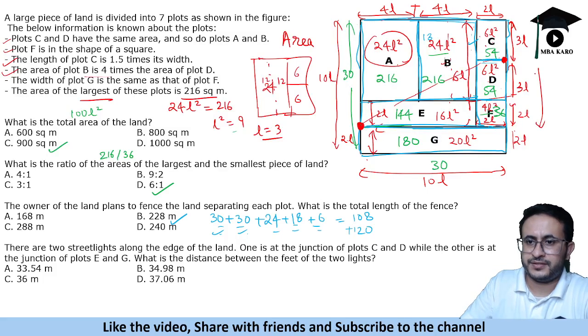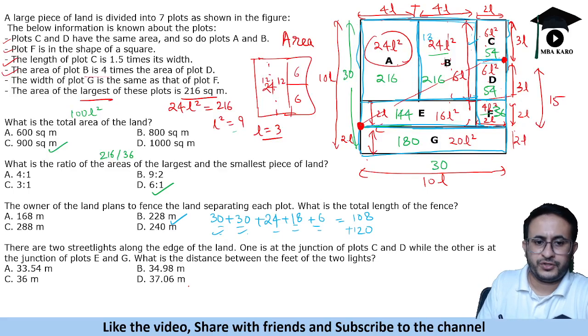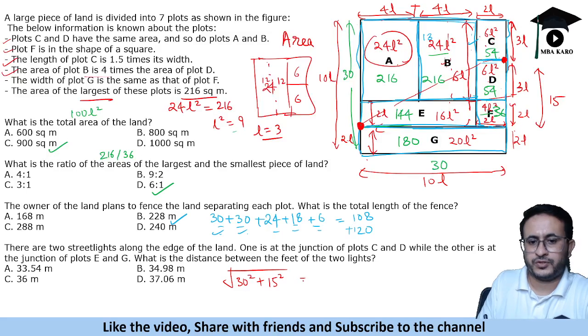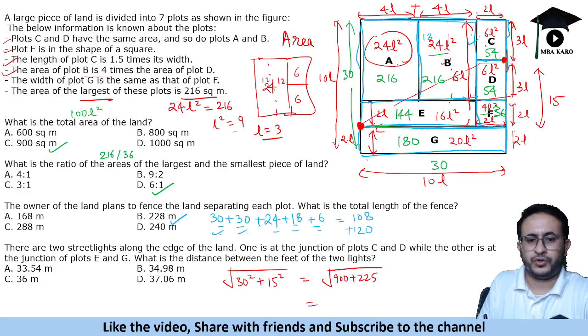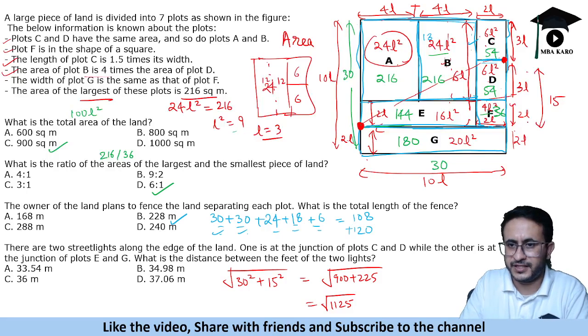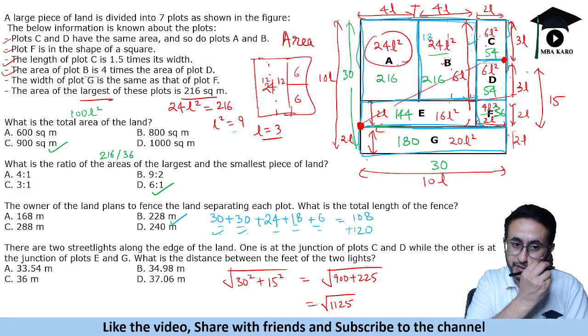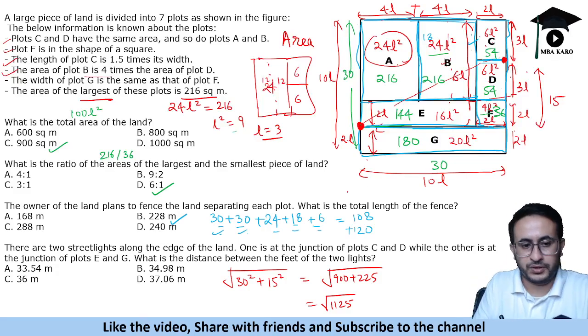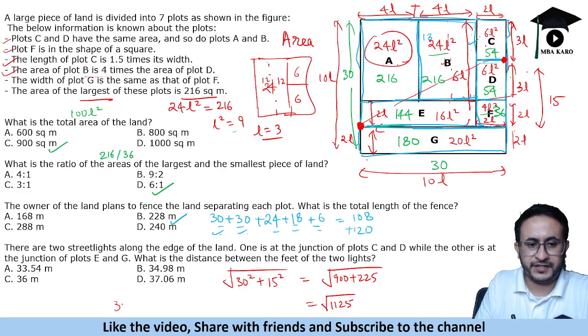So this is 3 plus 2, 5L, that is 15, and this is 30. So under root of 30 square plus 15 square. So which is 900 plus 225, root of 1125. Okay, just recheck. This is 15, 3 plus 2, 15, and this is 30. So root of 1125.